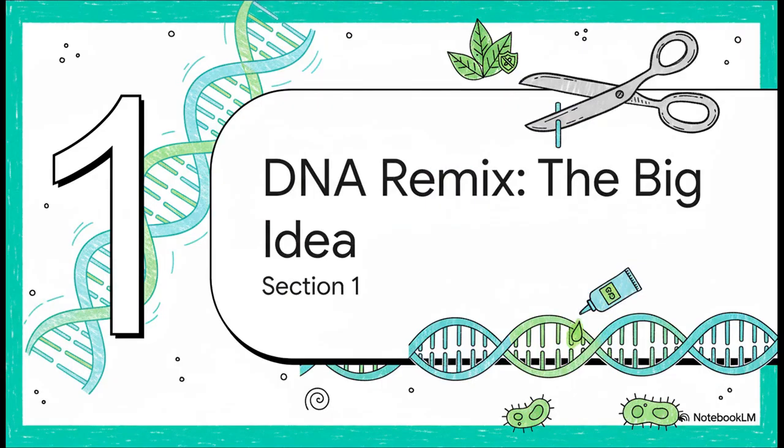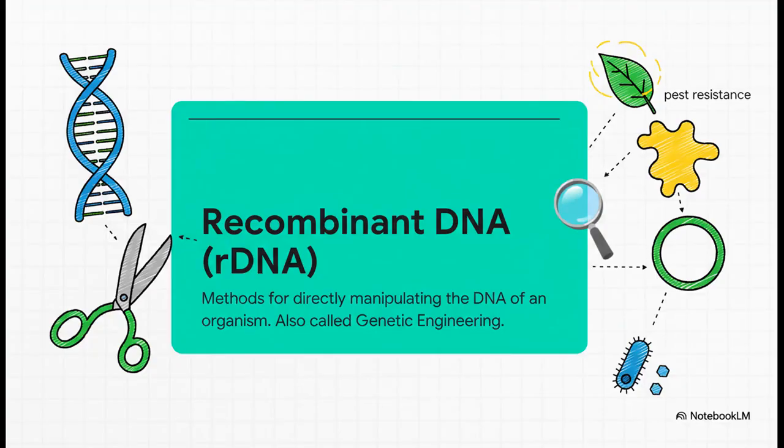So first things first, let's get the big idea down. What exactly is this DNA remix? This is the foundation for the whole chapter, beta, so listen very carefully. Right, so in your textbook, it's called Recombinant DNA Technology, or rDNA for short, but you've probably also heard of it by its more famous name, genetic engineering. And really, it's just that, methods for directly changing the DNA of an organism. It's like being a DJ, but for genes.